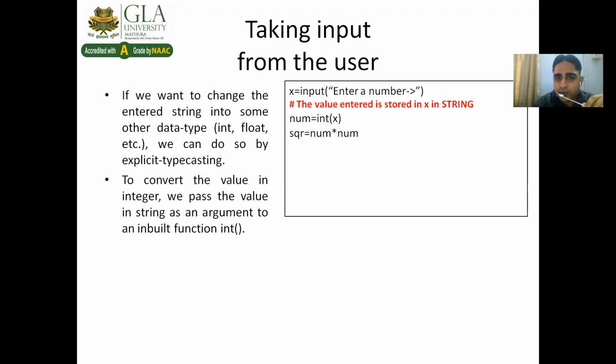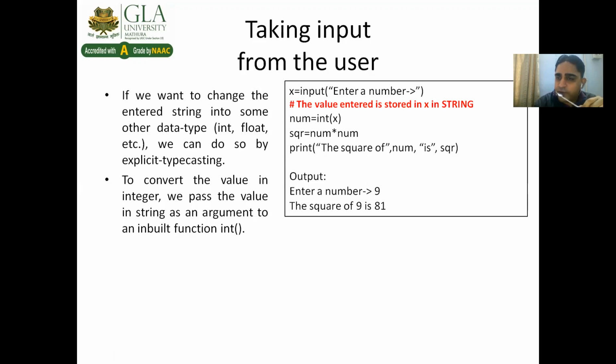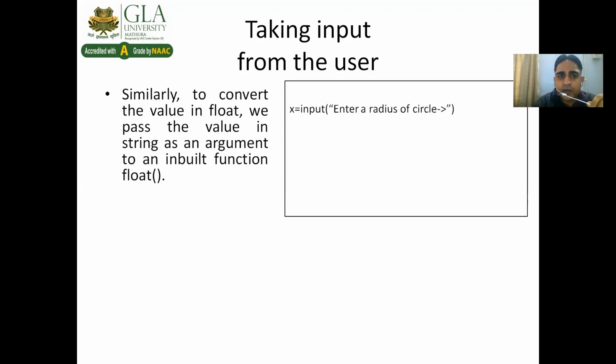So if I'm writing sqr equal to num into num, it will be calculating the square value and it will be storing it in the variable sqr. And finally, I'm giving the output as the square of num is sqr. So the output would be, let us say the user enters 9, then it would be printing the square of 9 is 81.